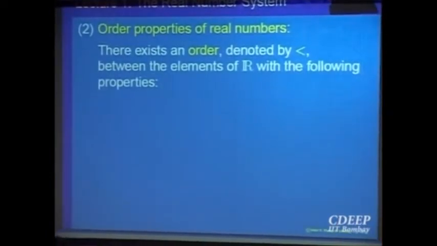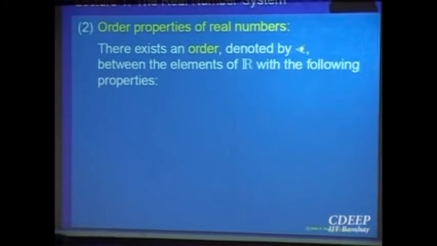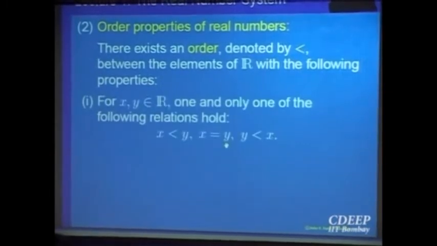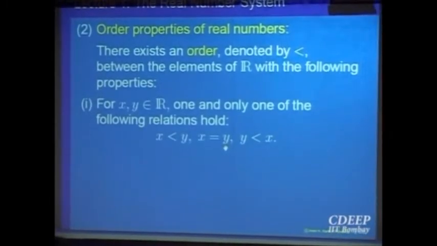What does it mean? This is an order which is denoted by this symbol, with the property that given any two real numbers x and y, at least one and exactly one of the properties holds. Namely, you can compare any two real numbers. Either x is equal to y, or x is smaller than y, or x is bigger than y. One of the properties and only one of the properties will hold. This is called the law of trichotomy. Among these three, one and exactly one of the properties will hold.